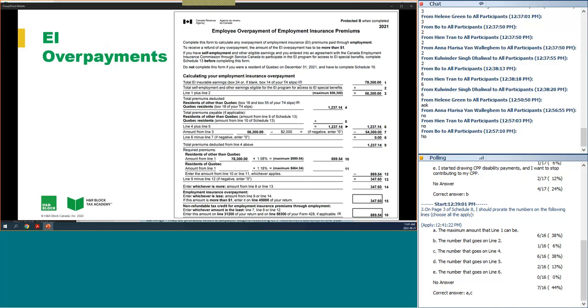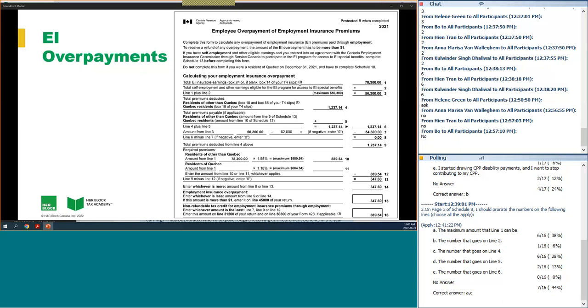Okay. Just like CPP, it is possible to pay too much or not enough to EI. Also, just like CPP, if you underpay on your EI, you don't have to do anything. The employer is supposed to be keeping track of that for you. It's their responsibility, not yours. But if you overpay into EI, you don't get to claim the full amount as a credit. So EI does not have a deduction component. It's just a non-refundable credit. You're not going to get more than the maximum credit based on your insurable earnings. So you're going to get the rest of it refunded.